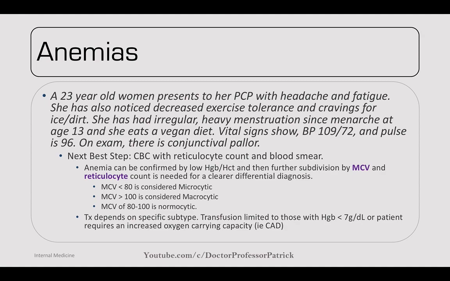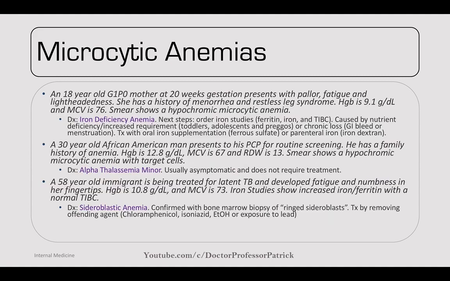MCVs less than 80 is considered microcytic, MCVs greater than 100 is considered macrocytic, and MCVs between 80 and 100 is normal or normocytic, and the treatment depends on the specific subtype. The transfusion is limited to those with hemoglobins less than 7, or if they require increased oxygen carrying capacity, like if they have CAD, we might increase that to 8 or 9.